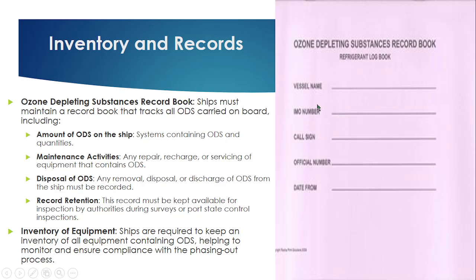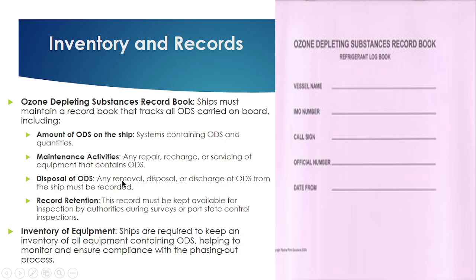So in that you have to write the name of the ship, IMO number, call sign and all that, followed by there is a sheet in which you have to write what is the amount of ODS you have on board, what maintenance you have done and to record it, how you are going to dispose, if you have done any disposal, how you have done the disposal.